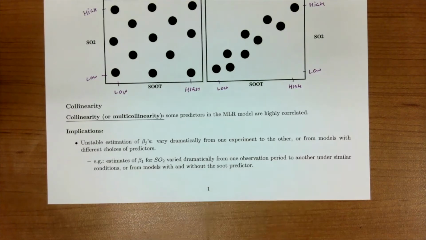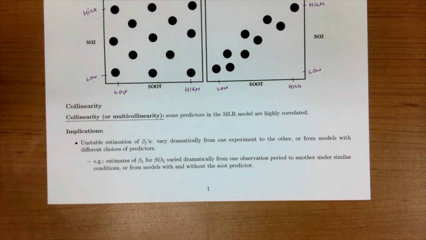There are some implications, and why this would be bad is because when there's multicollinearity, we can have unstable estimates of our betas. And this could be very dramatic from one experiment to the other, or when we're choosing our models. So for instance, if we have our partial slope for the sulfur dioxide vary dramatically from one observation period to another under certain conditions, or from the model with or without soot. Okay, so we can have unstable estimates.